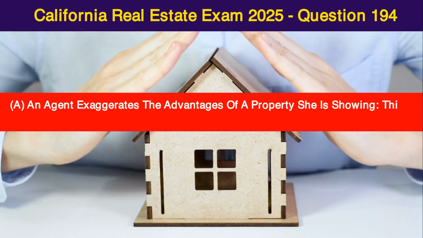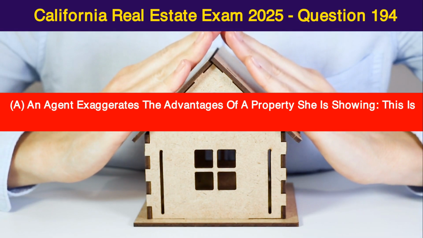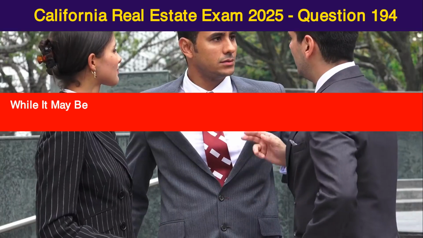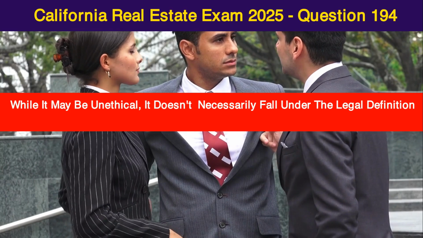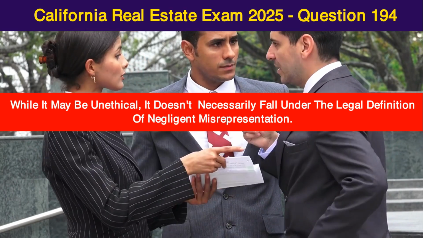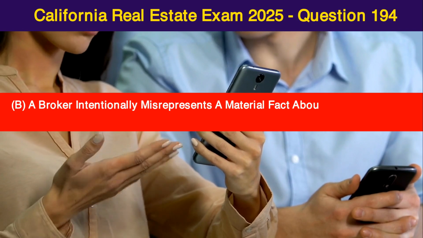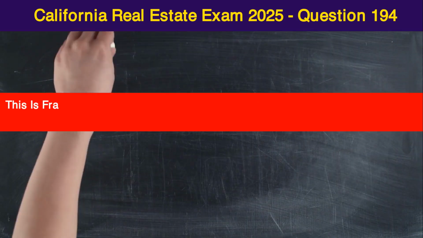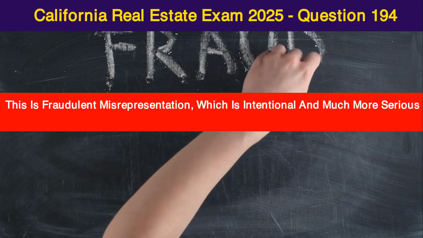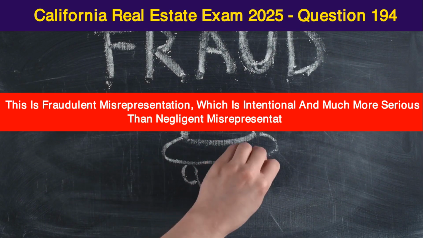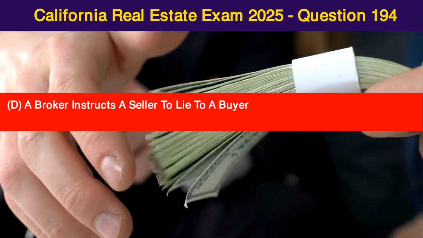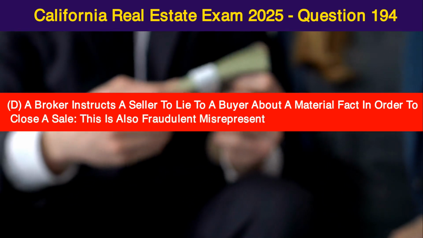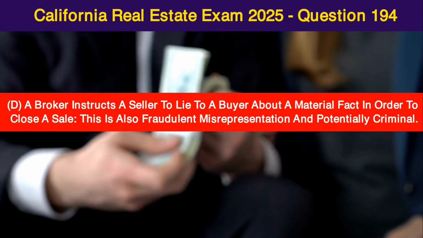A. An agent exaggerates the advantages of a property she is showing. This is generally considered puffing or sales talk, which is often tolerated. While it may be unethical, it doesn't necessarily fall under the legal definition of negligent misrepresentation. B. A broker intentionally misrepresents a material fact about a listing in order to gain a financial advantage. This is fraudulent misrepresentation, which is intentional and much more serious than negligent misrepresentation. D. A broker instructs a seller to lie to a buyer about a material fact in order to close a sale. This is also fraudulent misrepresentation and potentially criminal.